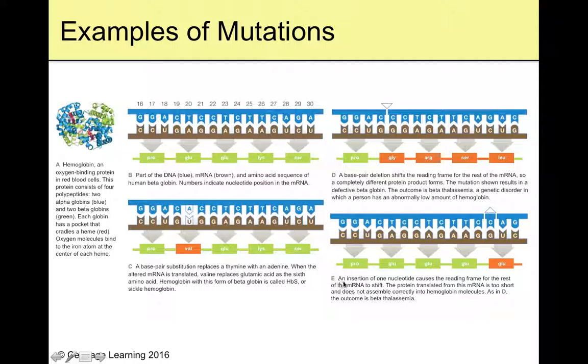So our last one is E, an insertion of a nucleotide. You look at this original strand, TCAGA, TCCAG. So we've added a base where it doesn't belong. And now we're going to cause a reading shift all the way down the line to the right from this point. And the protein is too short and it does not assemble correctly into hemoglobin molecules. And so you get, again, beta thalassemia.